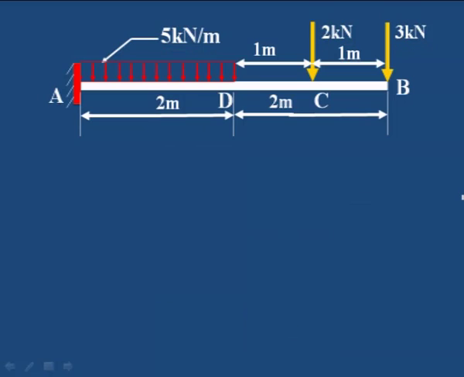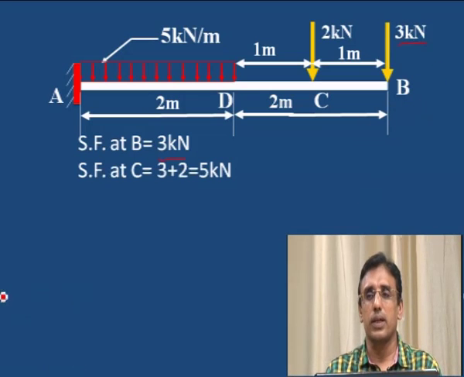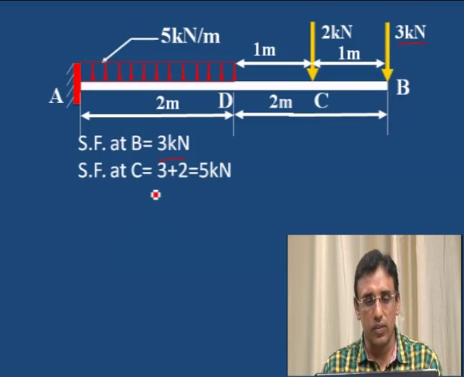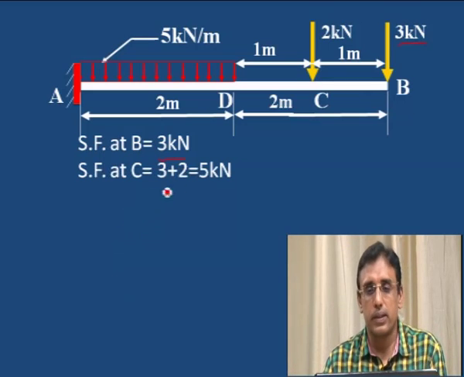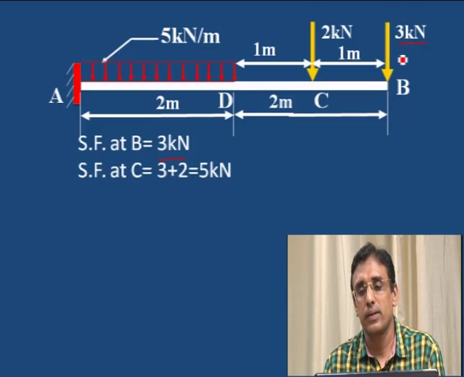Okay, this is the 1 meter given. Shear force at B. Shear force at B is 3 kilonewton. How is it 3 kilonewton? Because 3 kilonewton is acting at the particular point B. Shear force at C. For calculating the shear force at C, 3 kilonewton is already taken from the previous point B. That 3 plus one more load is added, 2 kilonewton. 3 plus 2, 5 kilonewton is the shear force at C.